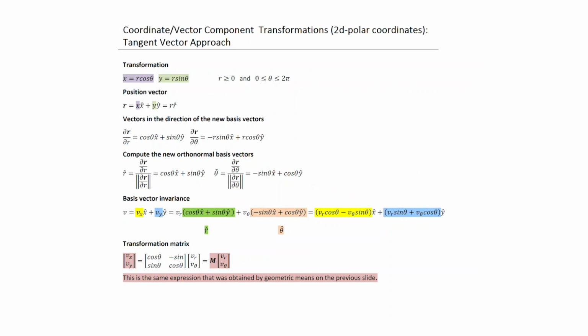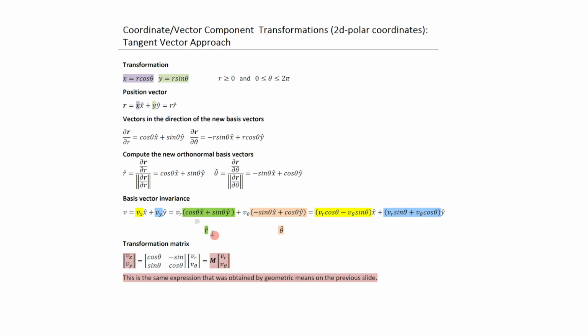All right, again, because of basis vector invariance, we can either write some arbitrary vector at that position as Vx x hat plus Vy y hat, or we can say that it's Vr r hat plus V theta theta hat. Okay? All right, so we know r hat from this expression, so we can substitute here. We know theta hat, so we can substitute here.